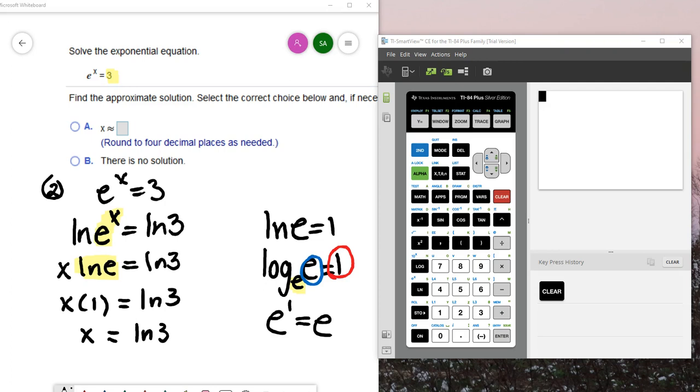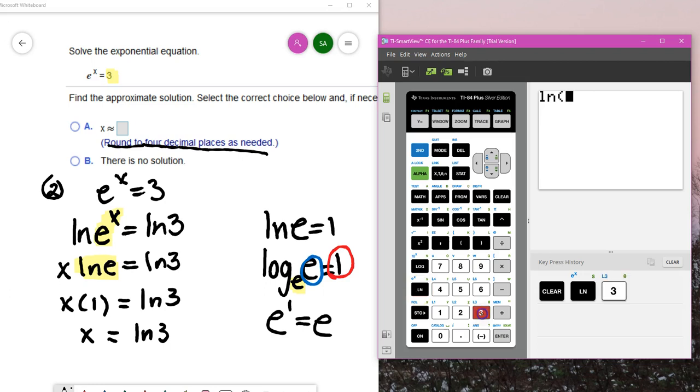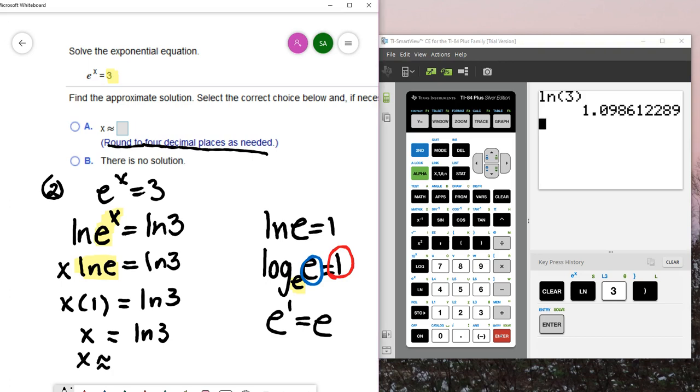So I'm going to continue with my calculator since this question asks me to round to 4 decimal places as needed. So I'm going to type in my calculator natural log 3 and enter. And so x is approximately 1.0986.